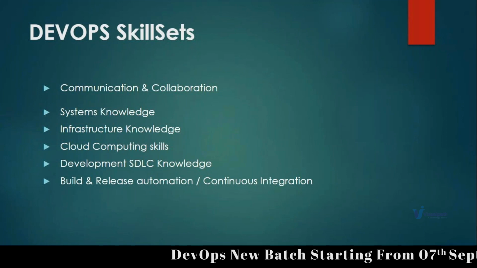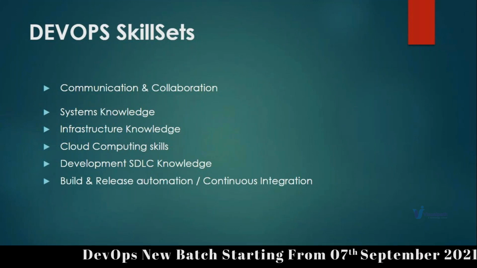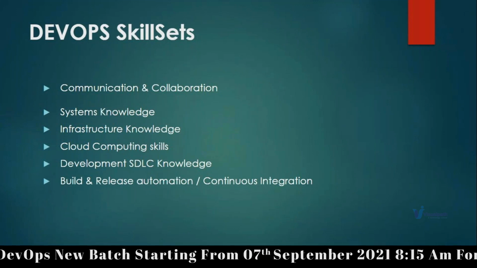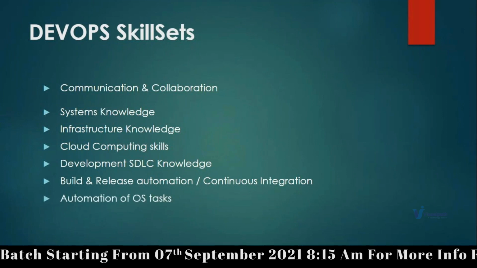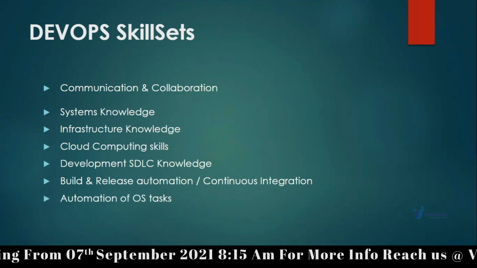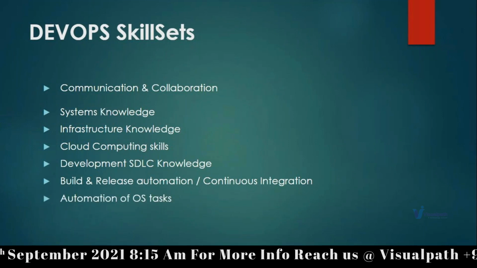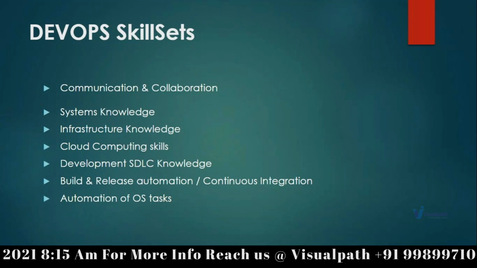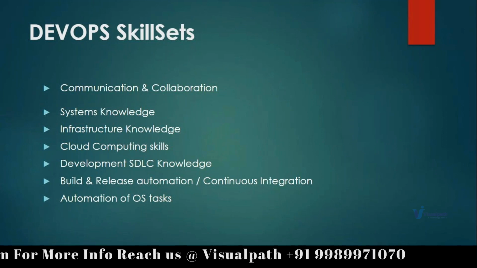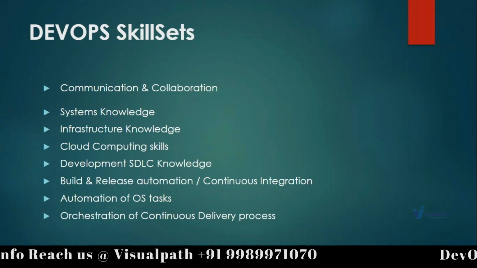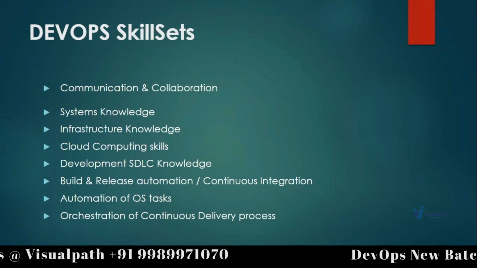Build and release automation, basically that is continuous integration. You should be able to set up continuous delivery, integration, and automation of operating system tasks. Any command, any task getting executed at the OS level, you should be able to automate that, right? And orchestration, mainly integrating everything together.